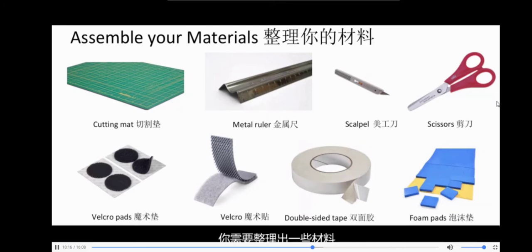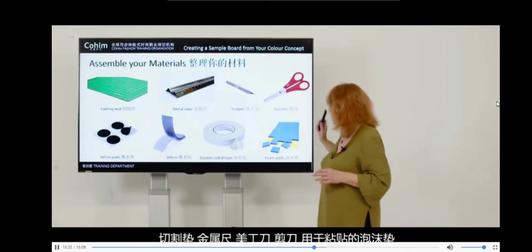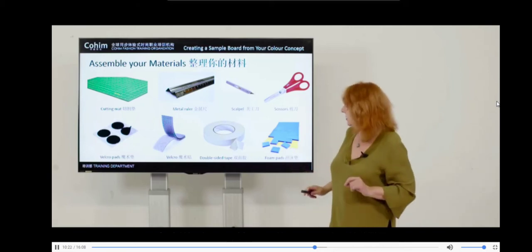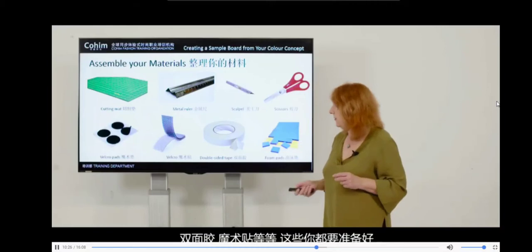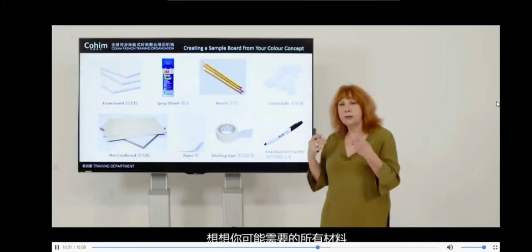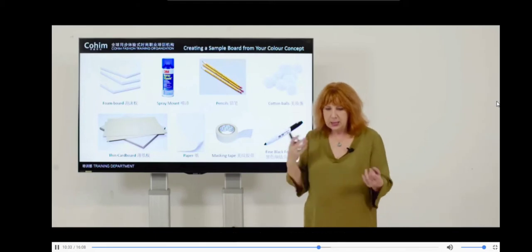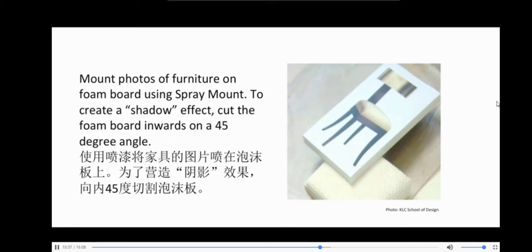There are materials that you need to assemble: cutting mat, metal rulers, scalpel, scissors, foam pads for sticking things on, double-sided tape, Velcro, all of these kind of materials. Make sure you have all of these. More spray mount, pencils, etc. So think about all the materials you might need to stick everything down appropriately.